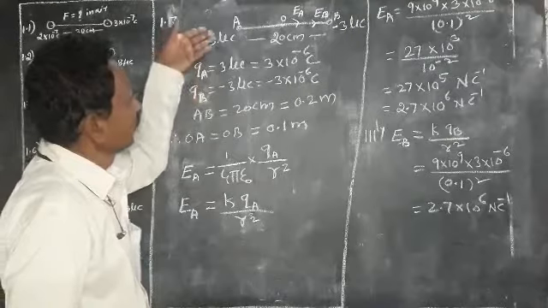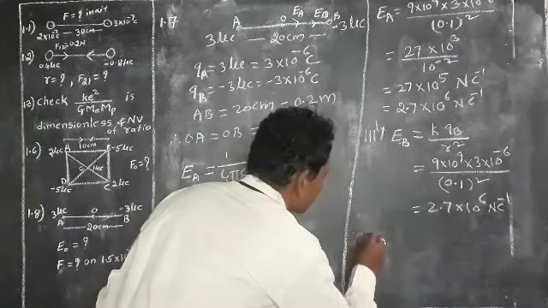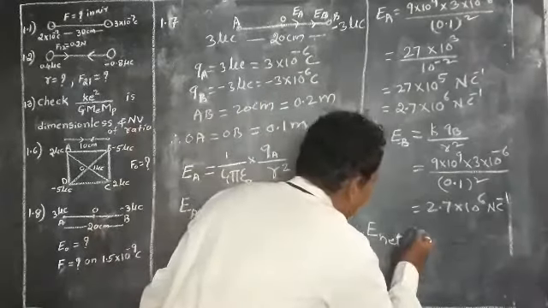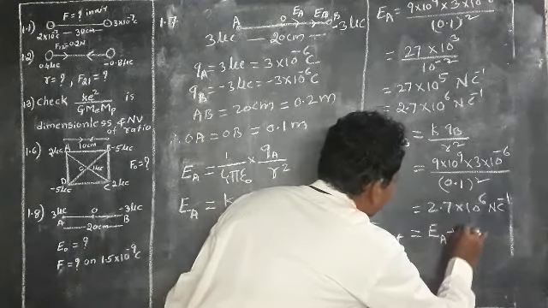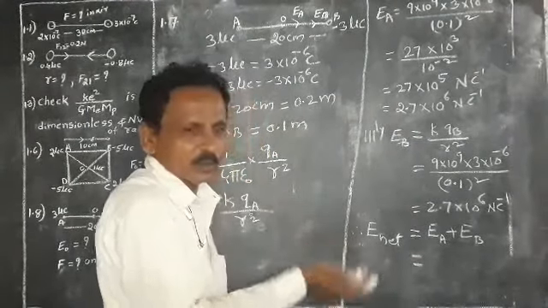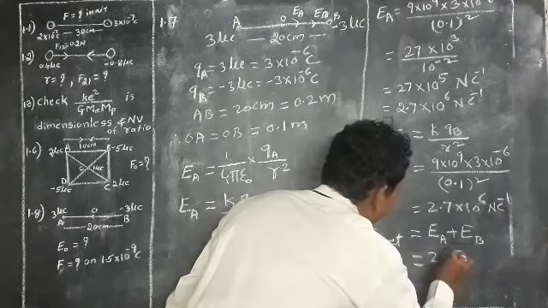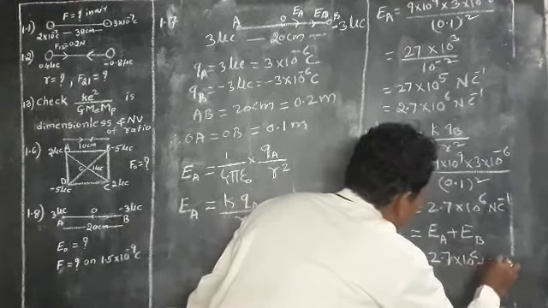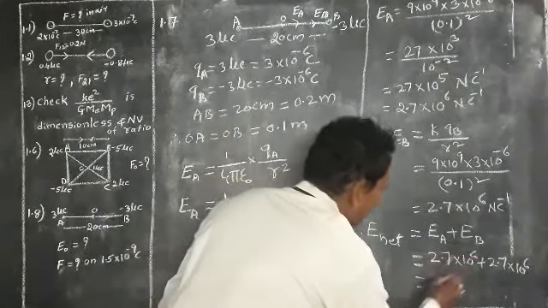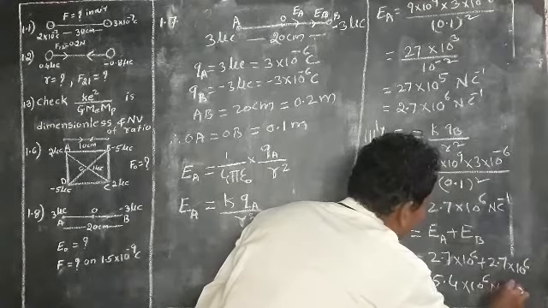Since these two fields are along the same direction, they are added. Hence, the net electric field, E net, is the total electric field. E net is equal to EA plus EB, and here EA equal to EB, therefore 2 times EA or 2 times EB. Hence it can be written as 2.7 into 10 to the power 6 plus 2.7 into 10 to the power 6, where 10 to the power 6 is common. 2.7 plus 2.7 equal to 5.4 into 10 to the power 6 Newton per coulomb.